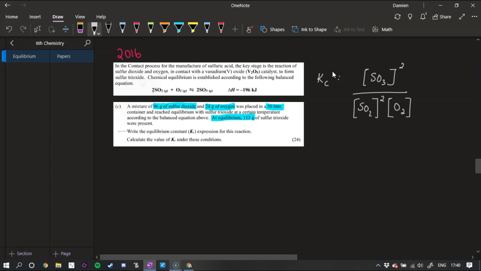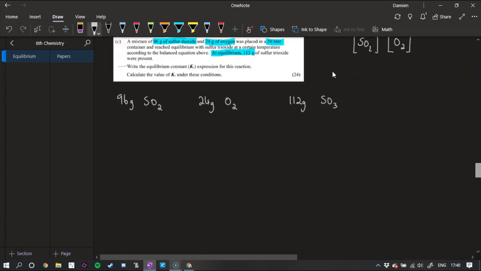In order to do this, we've got to transfer everything into moles. So we're going to take our grams of sulfur dioxide, our grams of oxygen, and our grams of sulfur trioxide and convert them into moles. So let's have a look at that. We've got 96 grams of sulfur dioxide, we have 24 grams of oxygen, and we have 112 grams of sulfur trioxide. So, 96 grams of SO2.